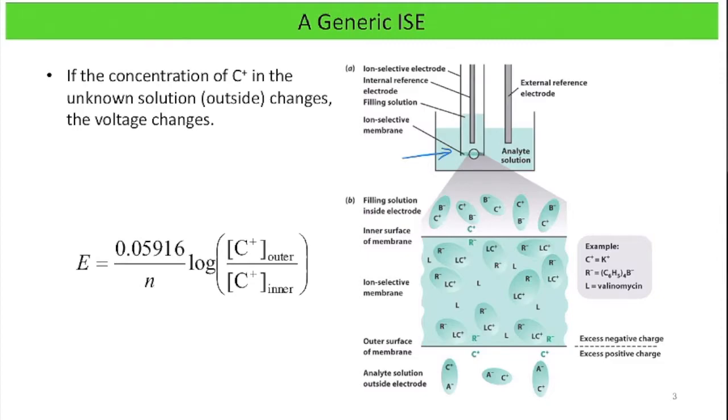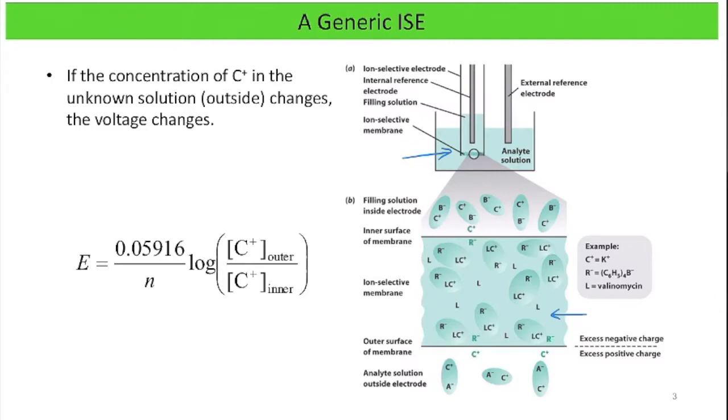So there are many different types of ion selective electrodes, but this one in particular is called the liquid-based ion selective electrode because the membrane itself is composed of an organic liquid that contains a ligand, L, which specifically binds to our analyte of interest, the C+. So you can see that within the membrane, the C+ is associated with the ligand, but there could also be a little bit of free C+ hanging around.